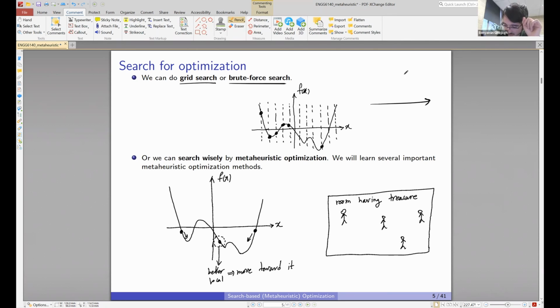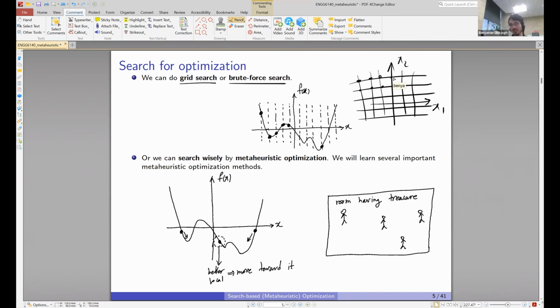And if it is two-dimensional, something like this, x1, x2, then we need to have a mesh grid. And in each part of the mesh grid, we need to evaluate the function, the cost function. And if it is multiple dimensions, we will have hypercubes of the mesh grids. So we can do grid search, but it is slow. So as an alternative solution, we can do search.